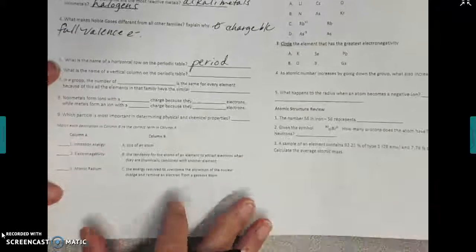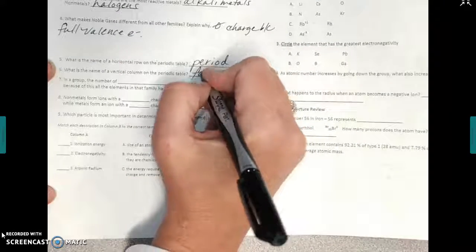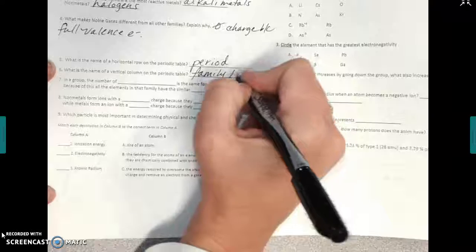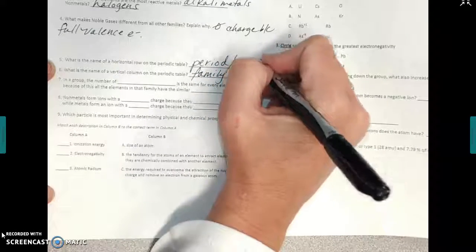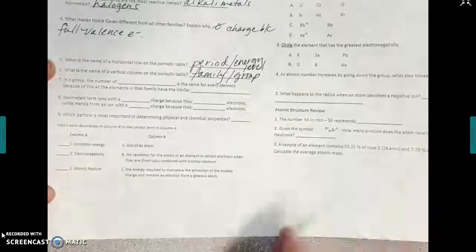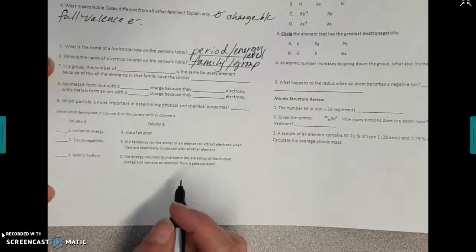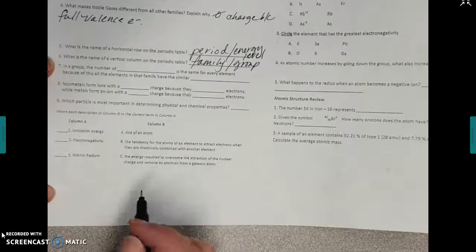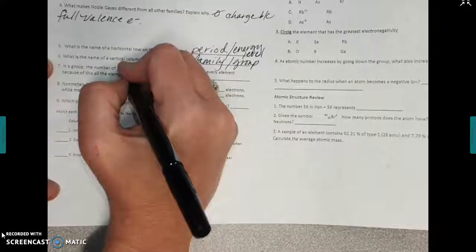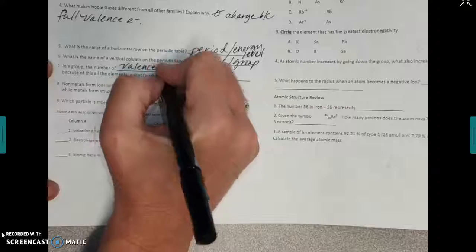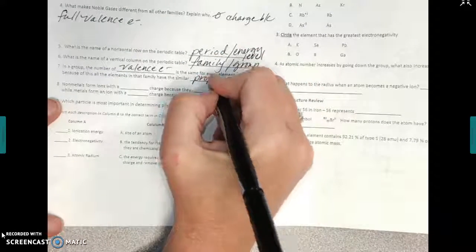What is the name of the vertical column on the periodic table? Good. A family or a group. And remember, a period can also be called an energy level. In a group, the number of blank is the same for every element. Because of this, all the elements in that family have the same number. What is it? The number of valence electrons. Because they have similar properties.